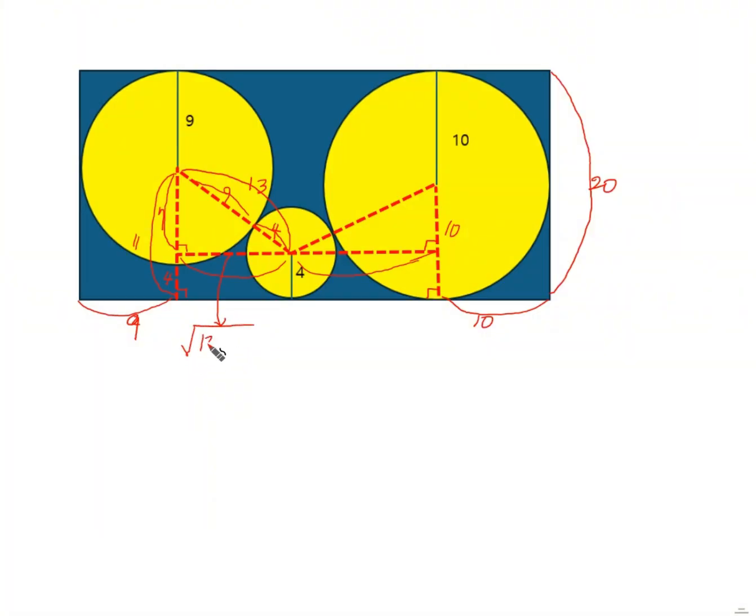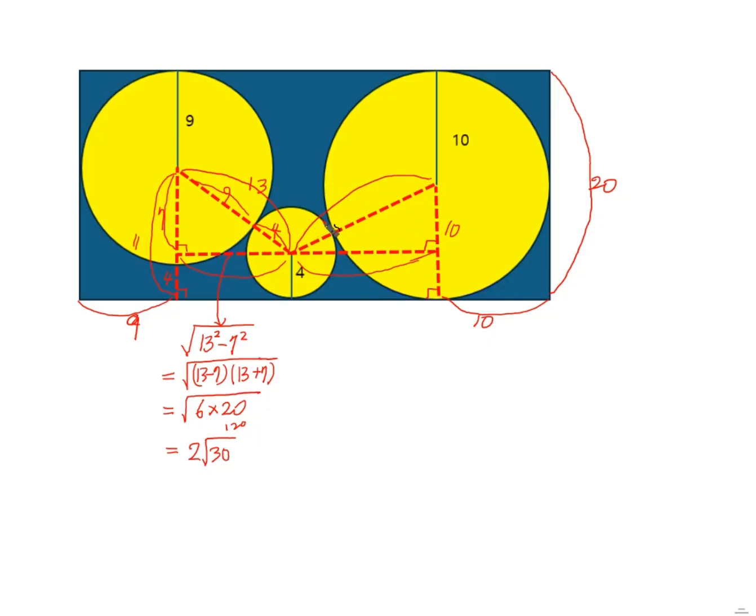Root of 13 squared minus 7 squared equals root of (13 minus 7)(13 plus 7). You know this is factorization. Then 6 times 20, 120. So 2 root 30. And let's go to this triangle.